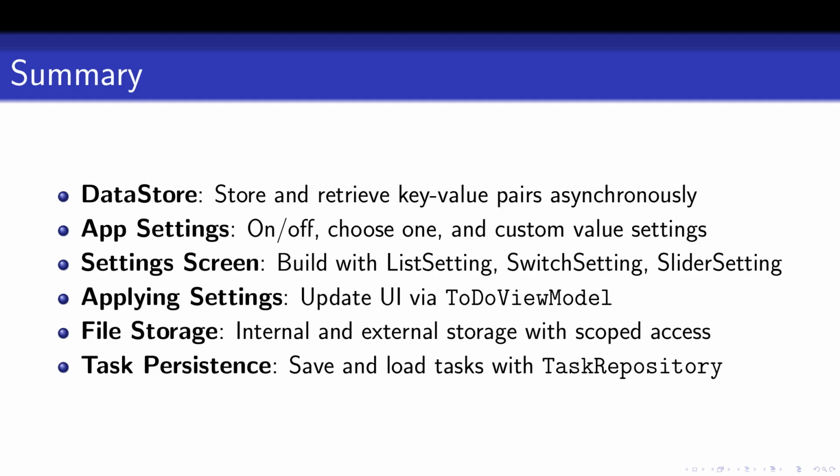Let's wrap up with a summary of our key points. DataStore manages key value pairs asynchronously, perfect for storing preferences like strings and integers. App settings, including on-off switches, dropdowns, and custom inputs, are stored in DataStore for persistence. The settings screen uses composables like list setting, switch setting, and slider setting to create an intuitive UI. These settings are applied dynamically via To-Do ViewModel, controlling task sorting, deletion prompts, and test task generation.